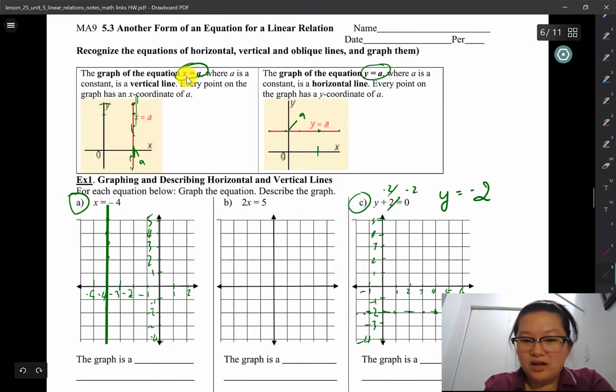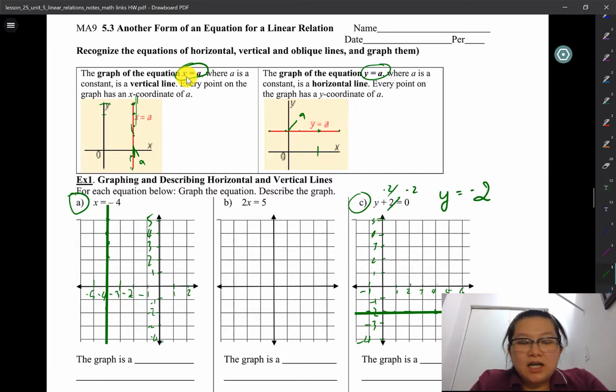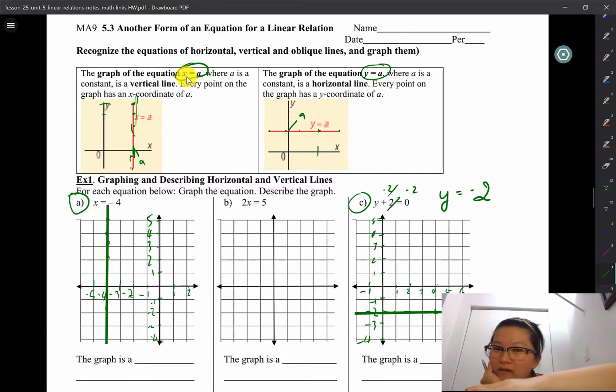We might as well draw a line like this. And this is interesting because notice if I have y is equal to something, a constant, then I have now a horizontal line. My horizontal line is going to intersect my y-axis at where that number is. So if my y is -2, I have a horizontal line that's going to intersect my y-axis at -2.